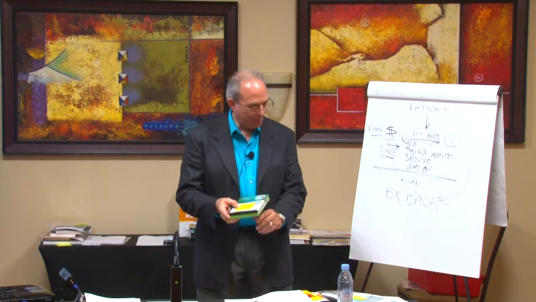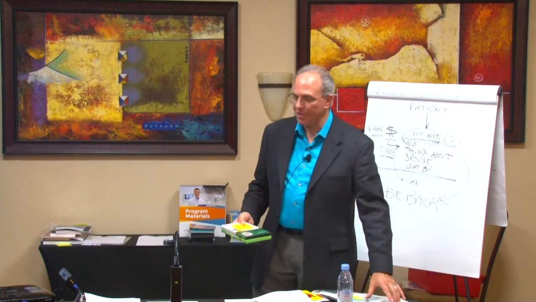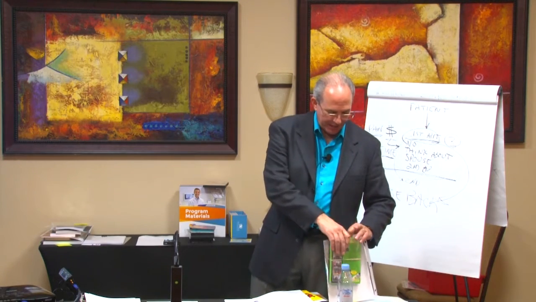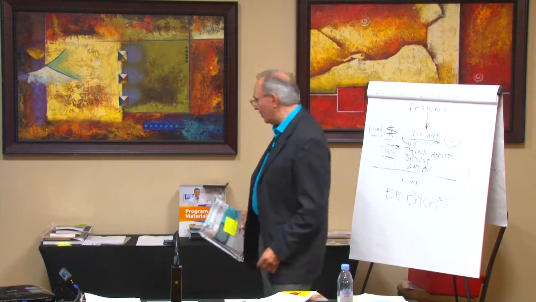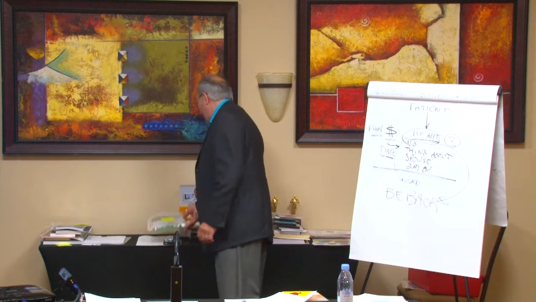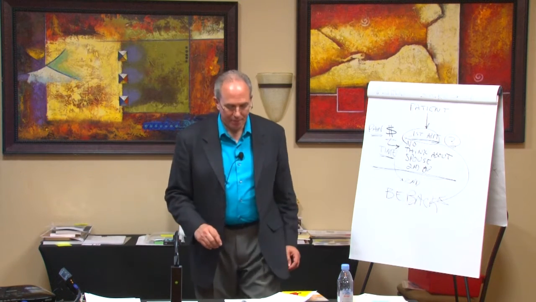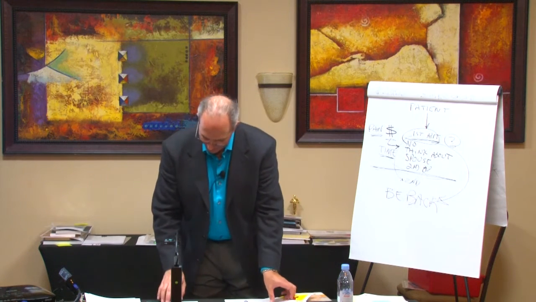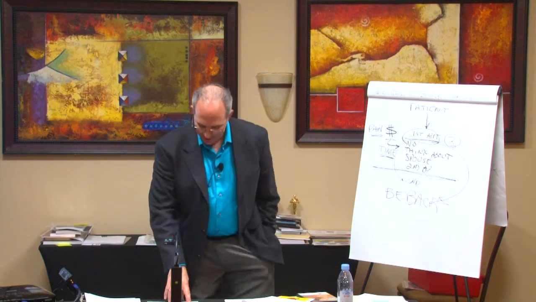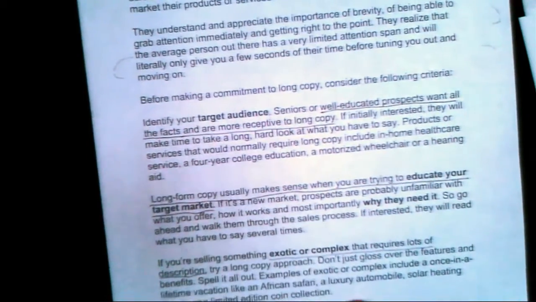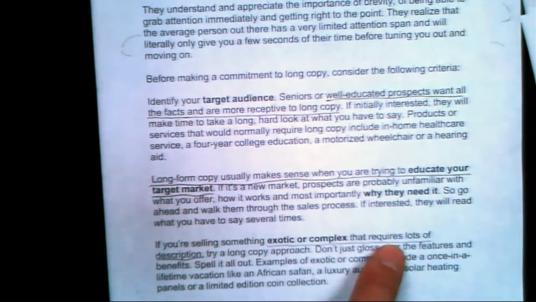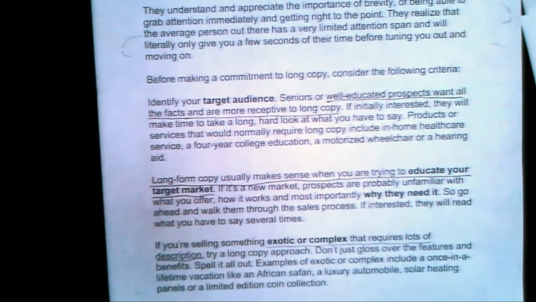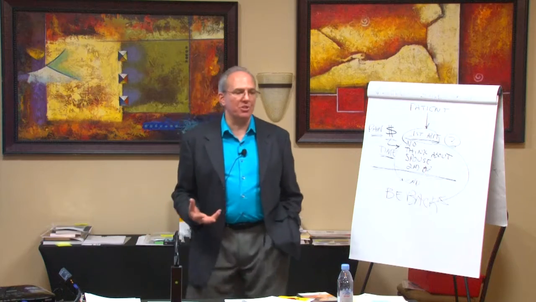So remember what I talked about with the erectile dysfunction in using the information guide. Going from the book to the information guide sped up getting to the sale for us. Okay, so that's the first piece. If you're selling something exotic or complex, that requires lots of description, lots of proof, we can't do this in a short period of time.